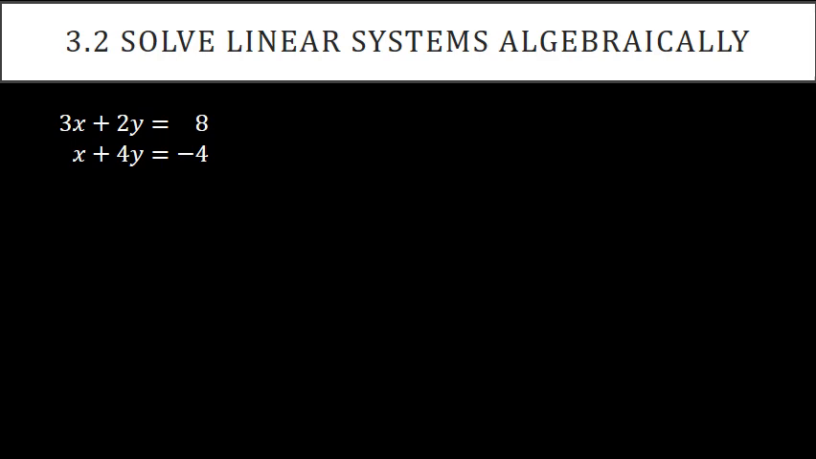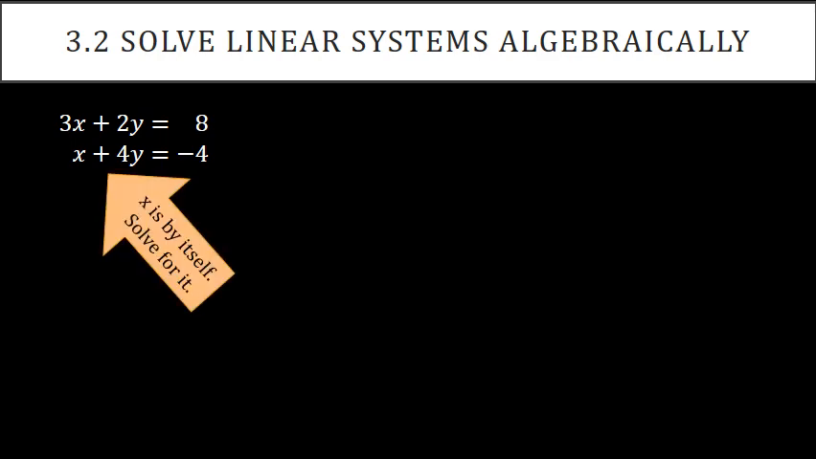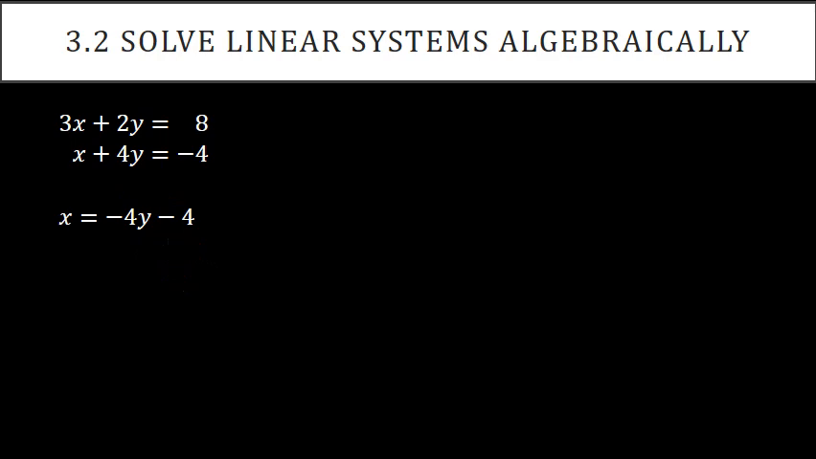Next example doesn't have any equations solved for a variable. But notice, the second equation has x all by itself. So it would be easy to solve for x. Subtract the 4y and you end up with x equals negative 4y minus 4. So x is the same thing as negative 4y minus 4. So if I take the first equation, the other equation, I can replace x with negative 4y minus 4.